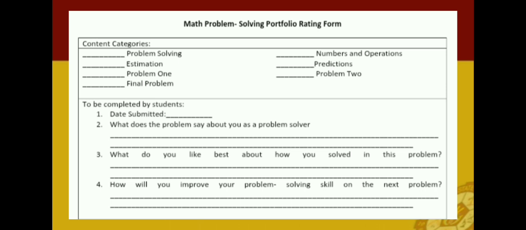This is an example of a math problem-solving portfolio rating form. Content categories might include problem solving, estimation, problem 1, among others. And these are the questions that will be used to ask the learners. For example, what does the problem say about you as a problem solver? What do you like best about how you solved this problem? And so on.